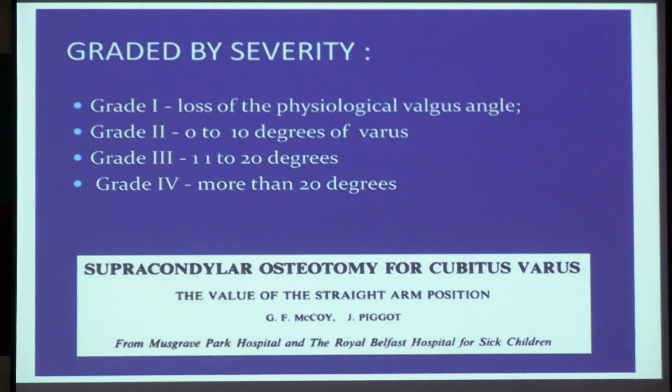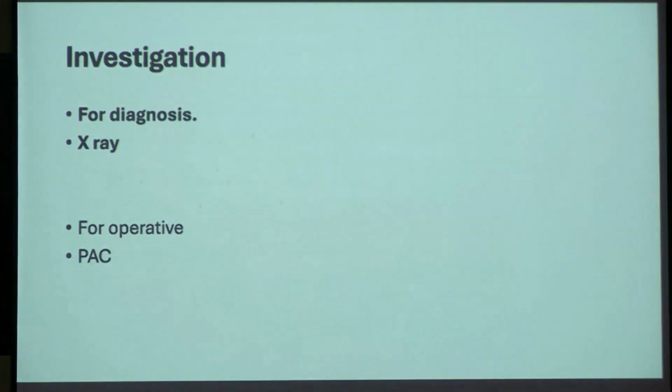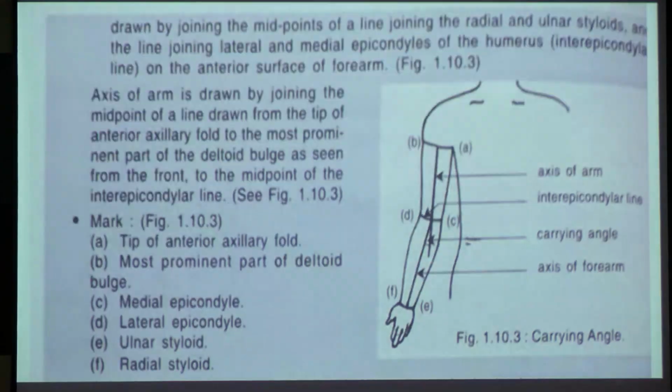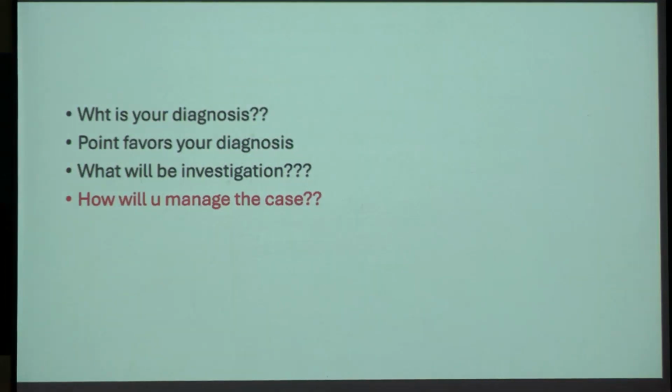Then this is the grading. For honors students, those who want the honors mark, you can memorize. This is the grading: 0 to 10 degree, 11 to 20, more than 30. আমার মতো হলে লাগবে না। Okay, next point. 75% is covered. Then how will you manage the case?